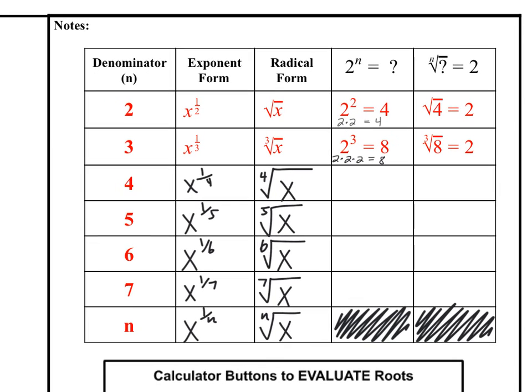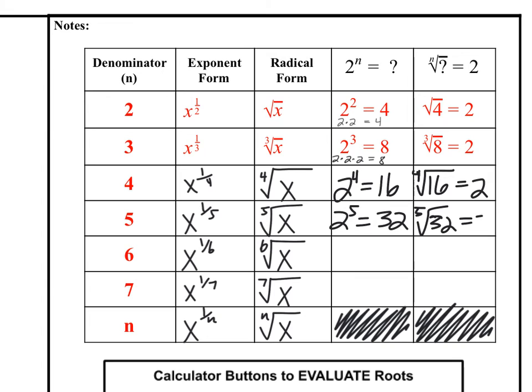On the last two columns, we should have 2 to the 4th power is 16. So what is the 4th root of 16? Oh my goodness, it's 2. Okay, 2 to the 5th, multiply by 2 again, and you get 32. So the 5th root of 32 is? Wow. All of these answers are going to be 2.